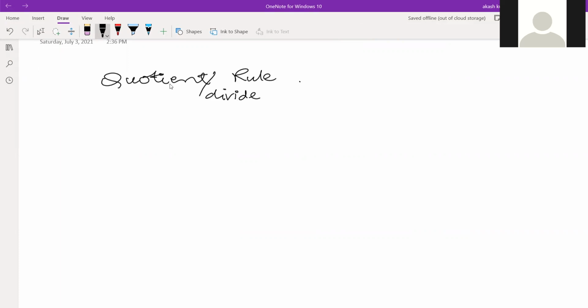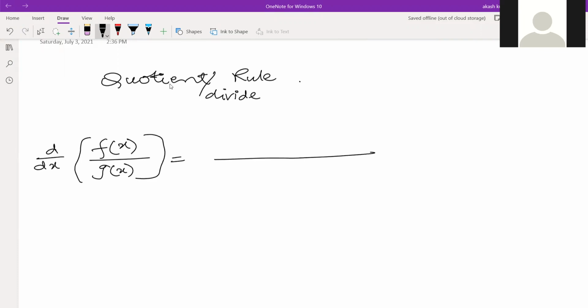So far we have studied what happens if two functions are multiplied, added, or subtracted. What will be the formula if the two functions are divided? For example, there is one function f of x, another function is g of x, and someone asked us to find its derivative. The formula is: we keep g of x as it is, and take the derivative of f of x, which is f dash of x.